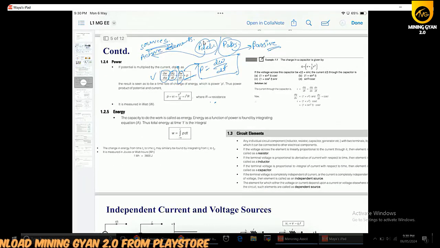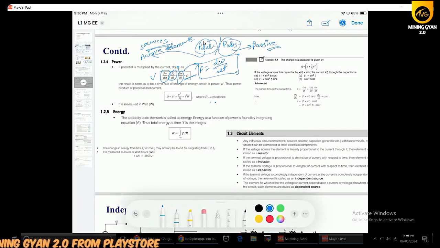Okay. In case of a resistor, we can calculate the power as P equals V into I, where V equals IR by Ohm's law. So you can just manipulate the terms and get this equation. Then, what is energy?